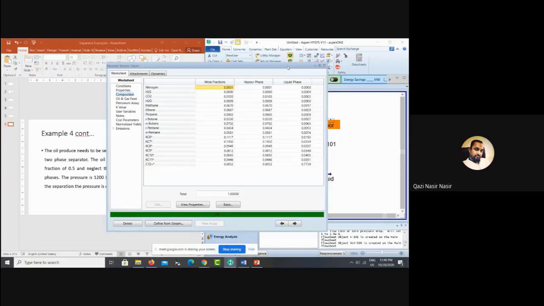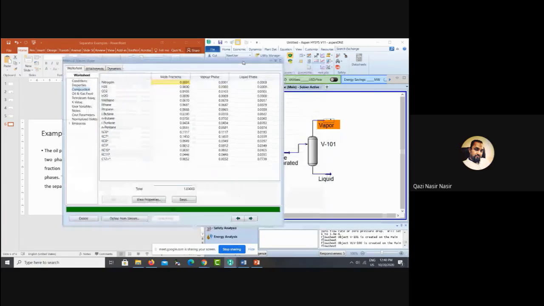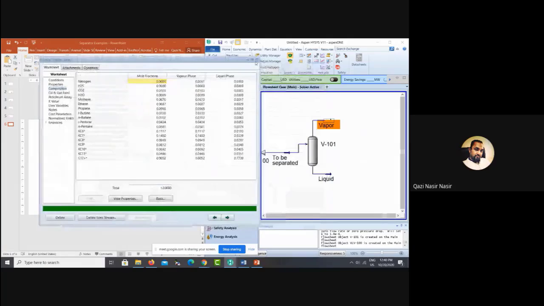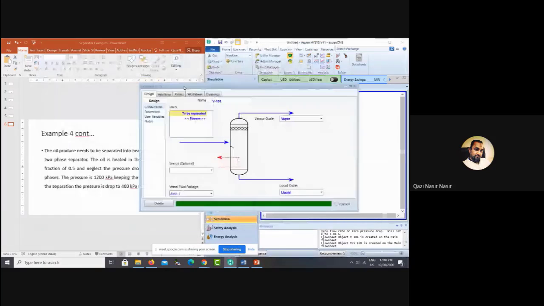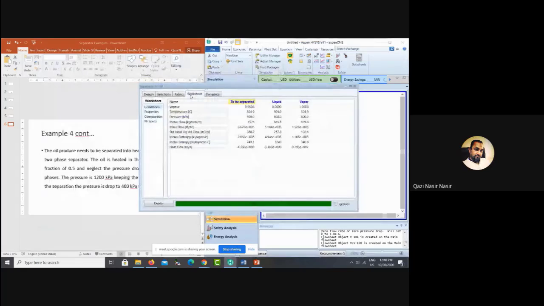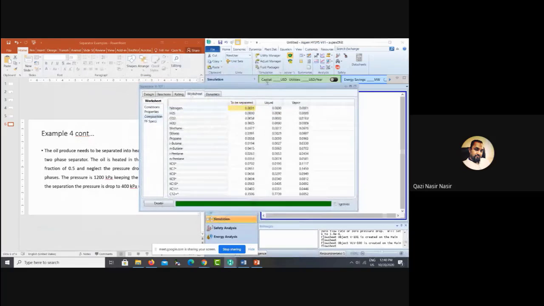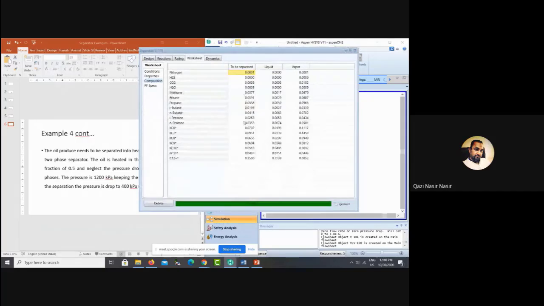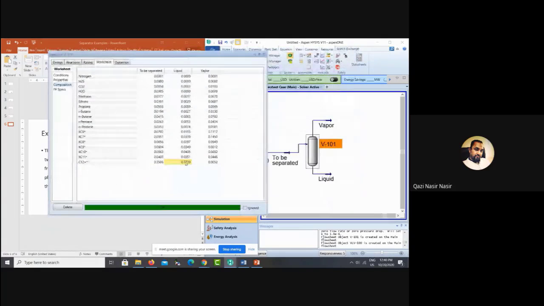If you look at your liquid phase, let me click this one and then go to worksheet and composition. Now I can compare. This is what is entering, and this is what is being separated. In the liquid phase, you can see we have 77% C12 plus fraction, meaning heavy fractions. You can clearly see that you have removed 77% of the heavy fractions in the liquid phase, which is good, right?